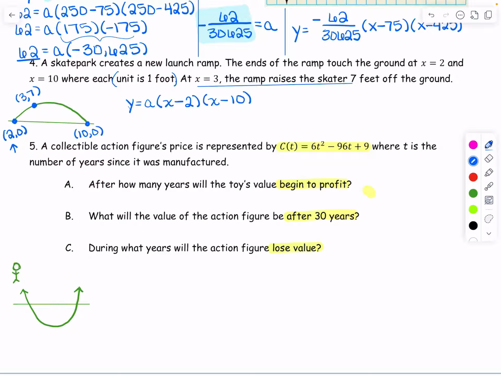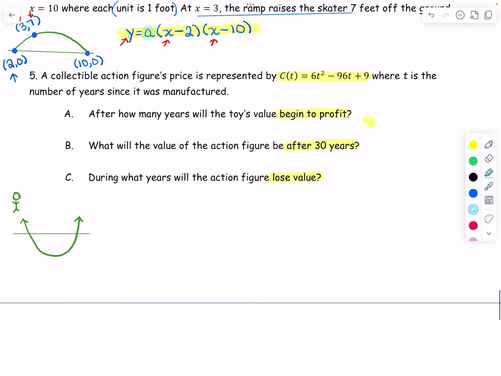Now for the next part, I have to replace y with 7. Replace the x's with 3. Okay? Once we do that, you're going to go through and solve it, find your a value, and then rewrite this equation with your new a value. All right? Now, that was 1 through 4, that was writing equations. So let's go on to number 5.